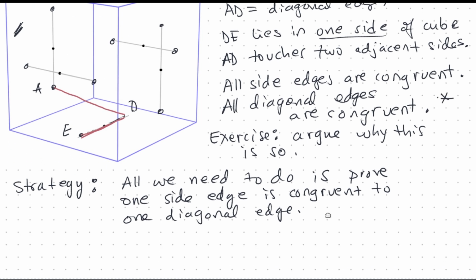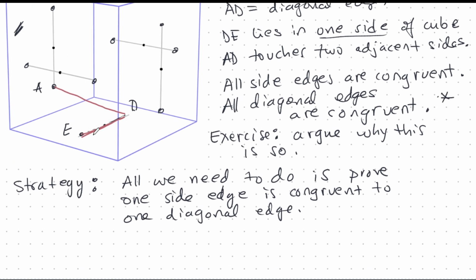And so we're going to do it for AD and DE. We will show that AD, this diagonal edge, is equal to DE, this side edge. That's sufficient to prove that this construction works. And we'll find a condition. When is this true?